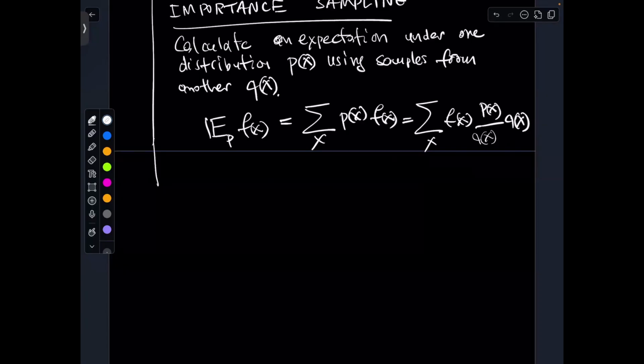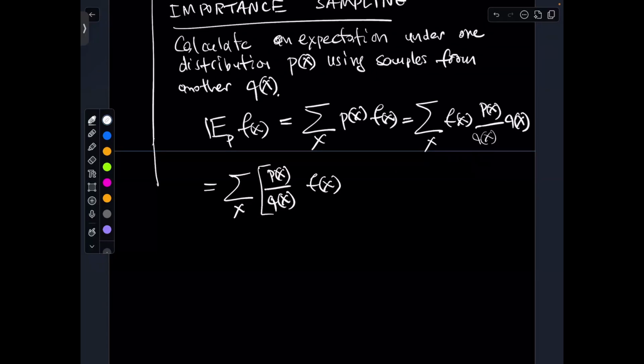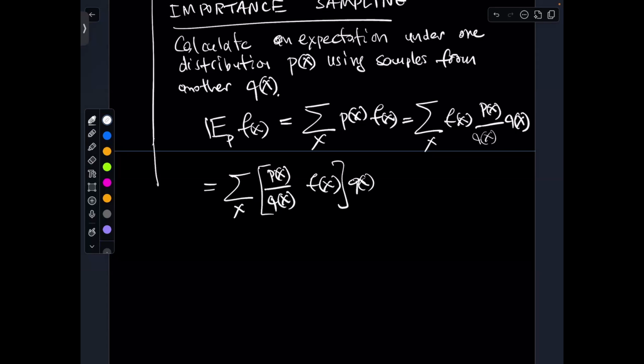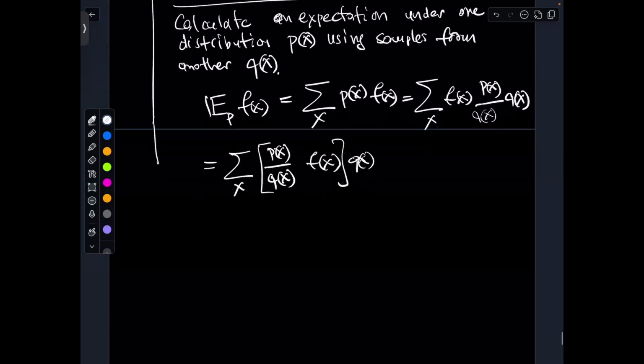So what we can do now is group the terms a little bit differently. We have the summation over x of p of x divided by q of x, times f of x, times q of x. I hope you recognize that I haven't really done anything here. And therefore, what we see here is the following.